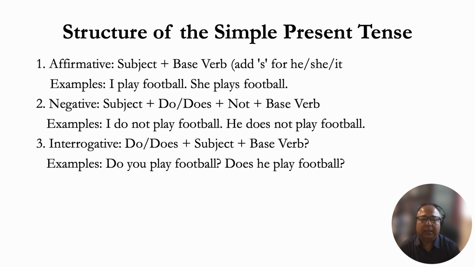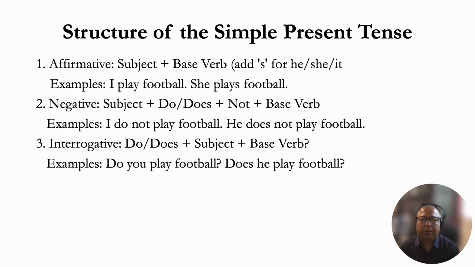Like in the negative sentence, the subjects are followed by either do or does plus not, and then the base verb. What do I mean by that? Let's look at the example. I do not play football. He does not play football. So that's negative. You could easily turn this negative sentence into a positive sentence by saying, I play football, or he plays football.